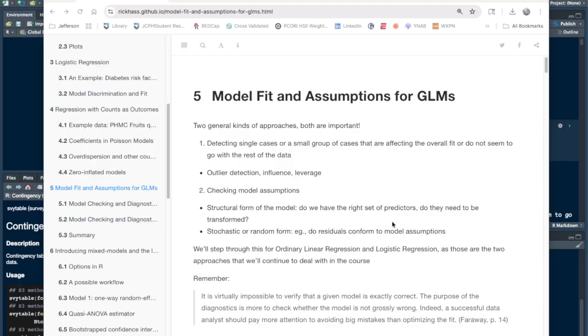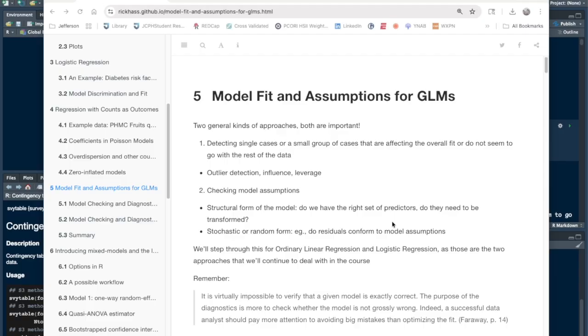The problem is that when we move to logistic regression and Poisson regression, the plots that we would use for OLS are not helpful, and we'll see why. And so we'll just look at those two. We won't worry about Poisson models, although it's covered in the text. You can work on those as you see fit.